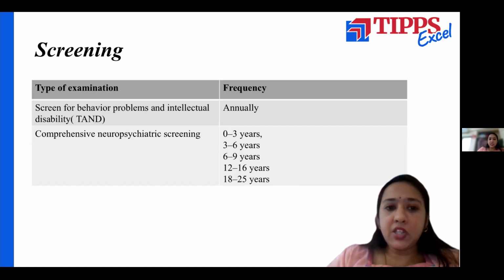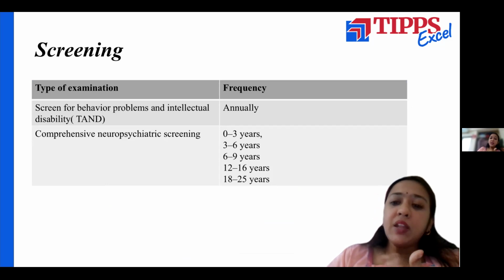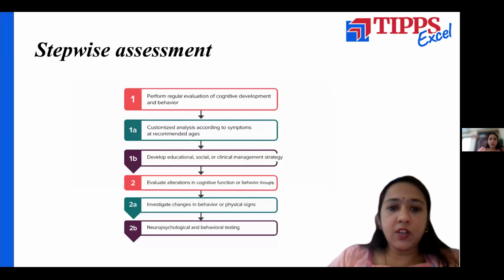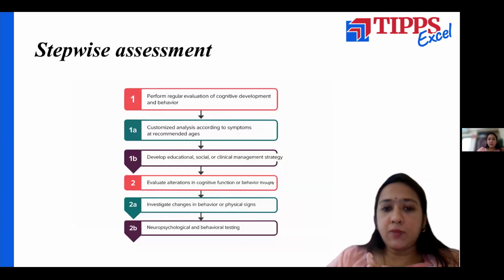So generally the recommendation is the TAND checklist, and even in the checklist it is clearly given that it is the TAND lifetime checklist that needs to be administered every year. So comprehensive neuropsychiatric screening for children is recommended for 0 to 3 years, once 3 to 6 years, once 6 to 9 years, once 12 to 16, and 18 to 25 years. So now coming to the stepwise management. We have administered the TAND, we have got a few problem domains, then what is next?